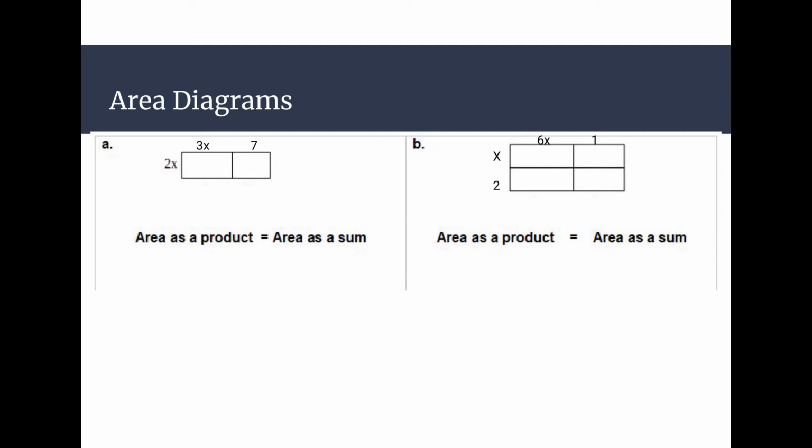So 2 times 3 is going to be 6. x times x is x squared. And then for the other box, 2 times 7 is 14, and then we have an x.